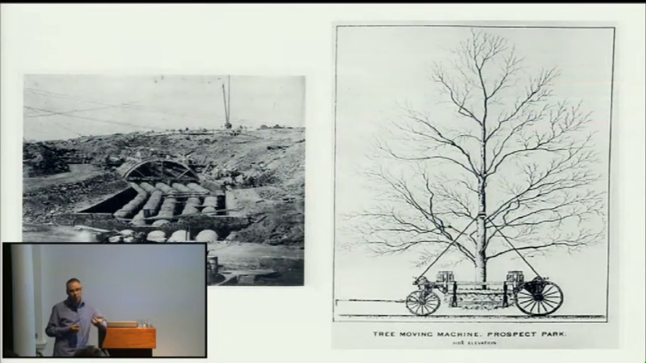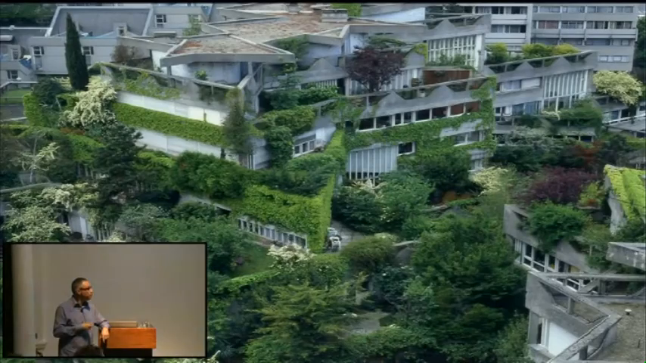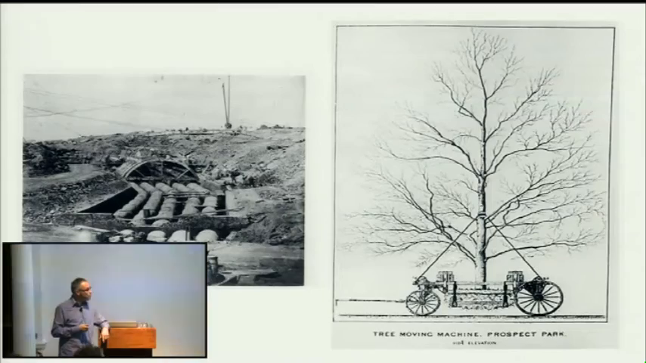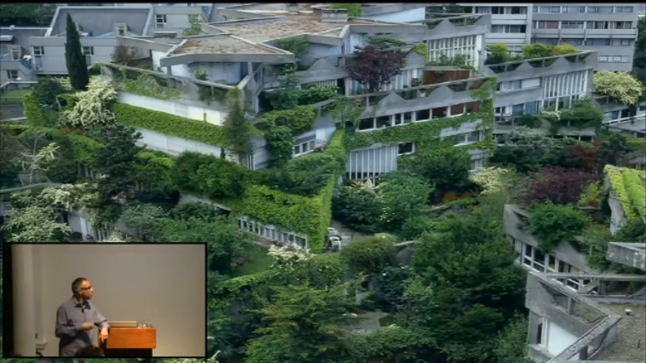Of course, on one level, it had to do with the always constant dialogue between the artificial and the natural, which goes back to the 19th century and the origins of landscape architecture as a field. This is the construction of Central Park. We tend to think of Central Park as a pastoral landscape, but it's actually a piece of engineering. It's a highly engineered, constructed artificial landscape, as you can see by the tree moving machine that Olmsted developed for Prospect Park.